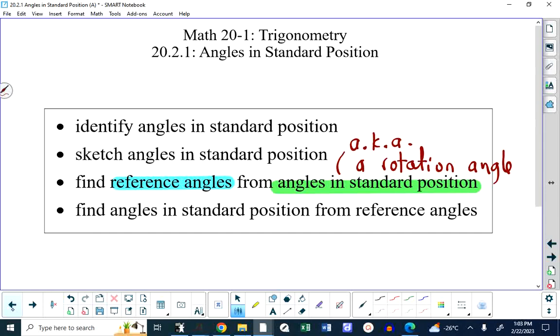Just to let you know, whenever I talk about a rotation angle, I will almost always just use theta. I don't put a subscript on it. I don't slap a label on it. Theta is a rotation angle. If I ever talk about a reference angle, then I will write theta reference. Well, theta ref. That's my way of doing it.